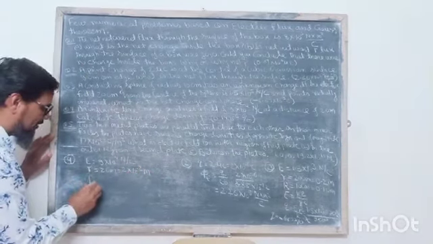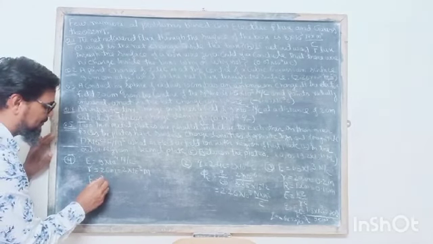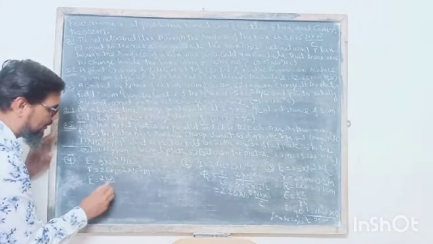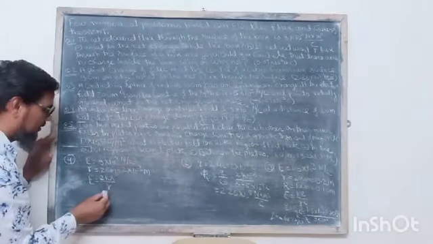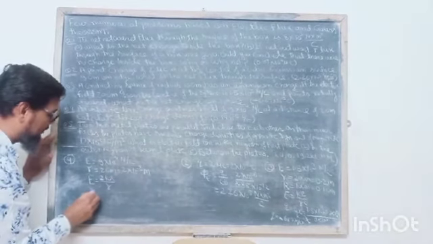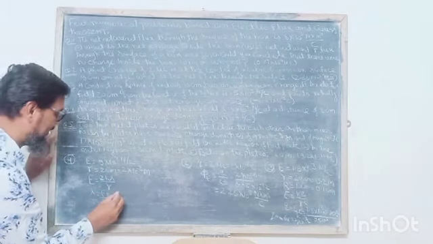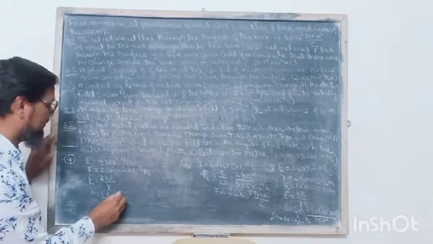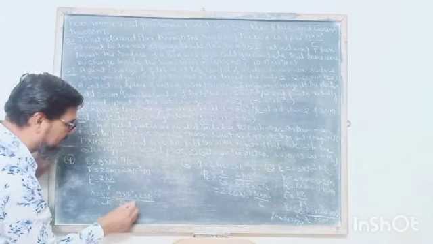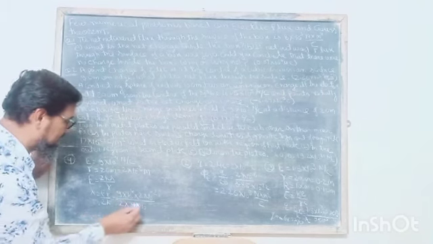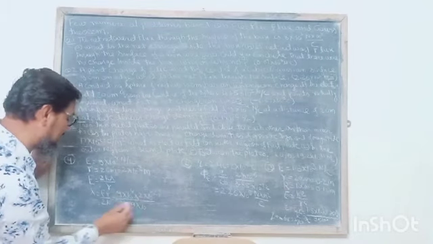And we know that the value of electric field intensity will be 2k lambda upon r. And the value of lambda is E r upon 2k. The value of E is, we know, 9 into 10 raised to the power 4. The value of r is 2 into 10 raised to the power minus 2, upon 2 into 9 into 10 raised to the power 9.